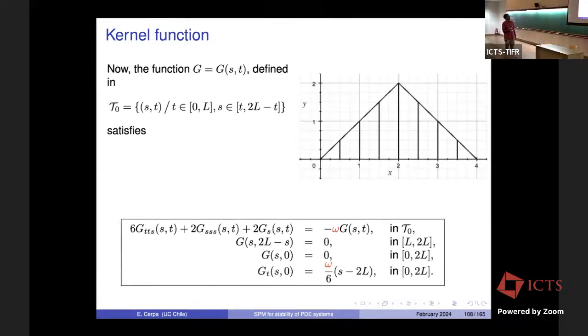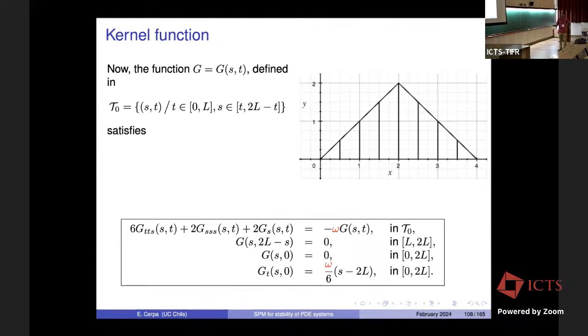And doing that, the domain changes, of course, to this new triangular domain. And this is the equation for G. Now we have G_ttS plus G_sss plus G_s with some factors. We can think where these three boundary conditions are now.